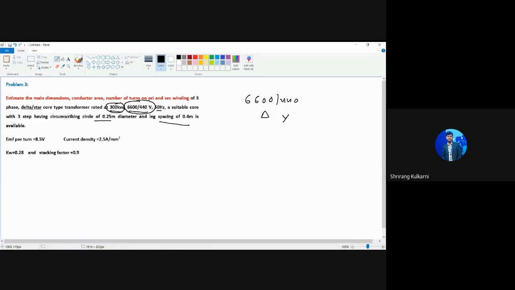Next, what is given? Frequency is given. Then what about this one? It is the diameter D. Next, leg spacing is given. What is the meaning of leg spacing? This is the core, and these two are legs. It is the first leg. It is the second leg. The distance between these two legs is nothing but WW.